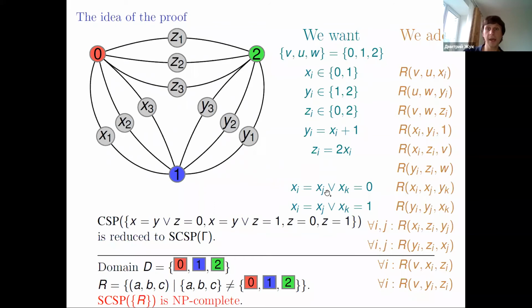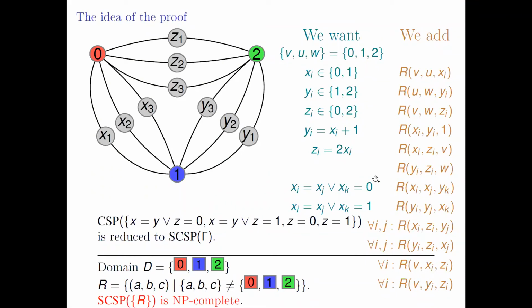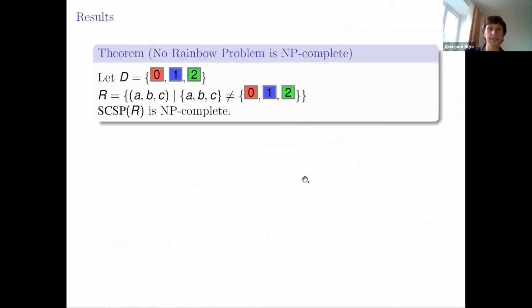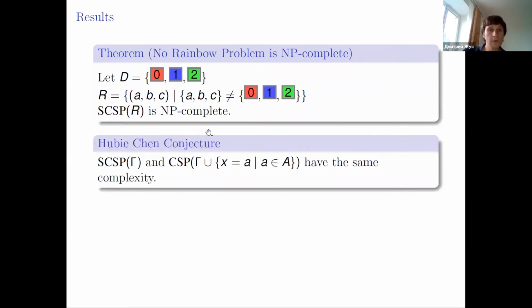So the idea is clear, and I don't want you to check that I did not lie to you. From the slide, it's better to take the paper and check it there. But anyway, the whole reduction is just one page, because I just say, let's consider these constraints, and then I claim that there is a surjective solution if and only if this CSP has a solution. So, the main results of my talk: I proved that the no-rainbow problem is NP-hard. And if you still remember this Hubie Chen conjecture, that surjective CSP over gamma is polynomially equivalent to CSP over gamma with all constants, then this result actually confirmed this conjecture.